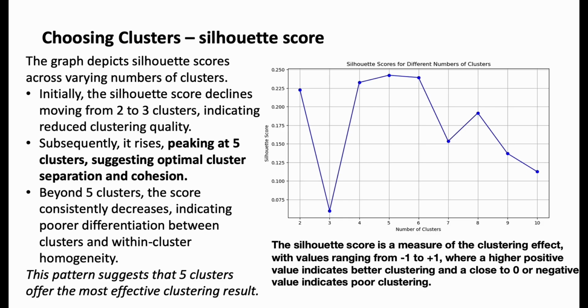Then we need to choose the number of clusters. There are several approaches we can take, starting with the silhouette score. A higher positive value indicates better clustering and a value close to 0 or negative indicates poor clustering. This pattern suggests that 5 clusters offer the most effective clustering result.